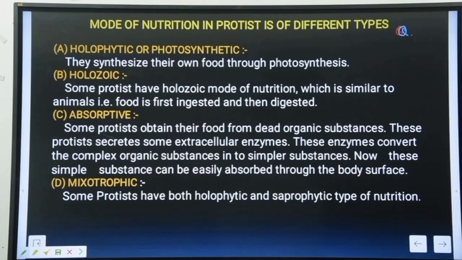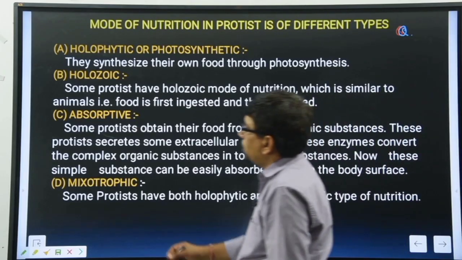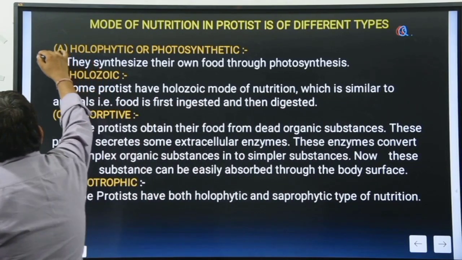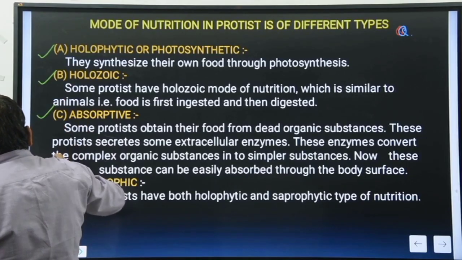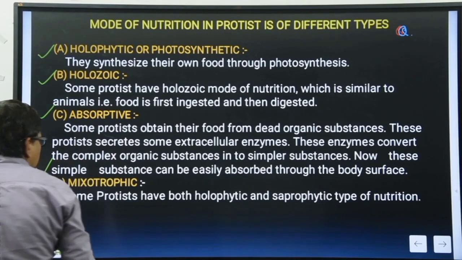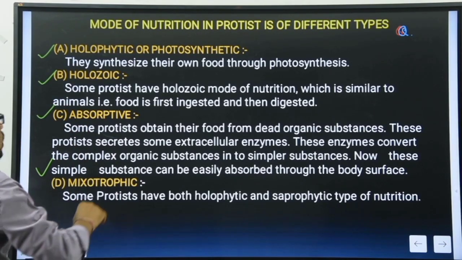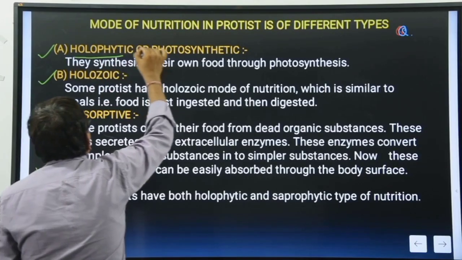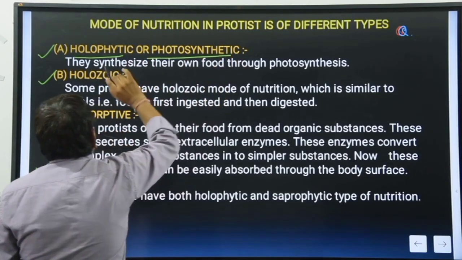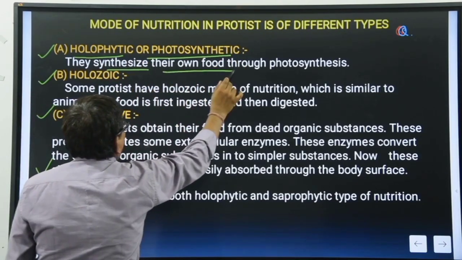The question is maximum mode of nutrition, not reproduction. Nutrition are represented by which kingdom? The answer is Protista, because Protista members represent four types of nutrition system. Clear? The first one is holophytic or photosynthetic. They synthesize their own food through photosynthesis.